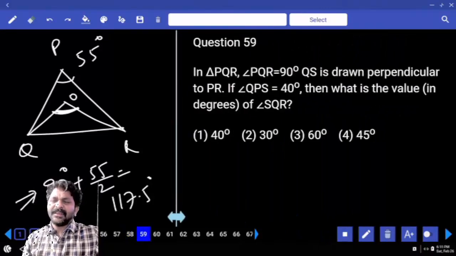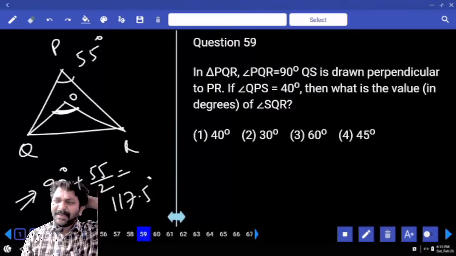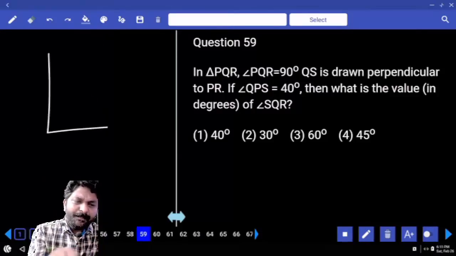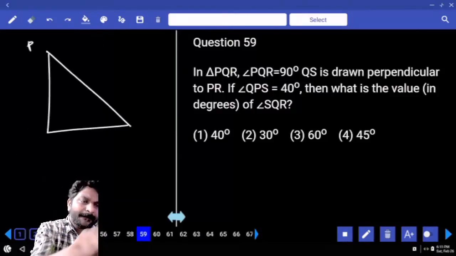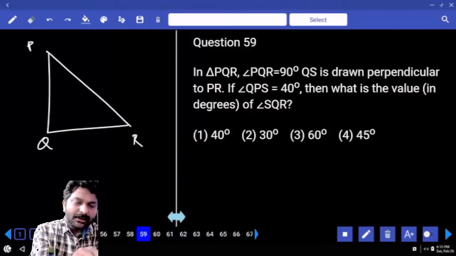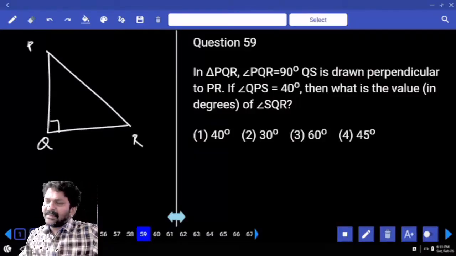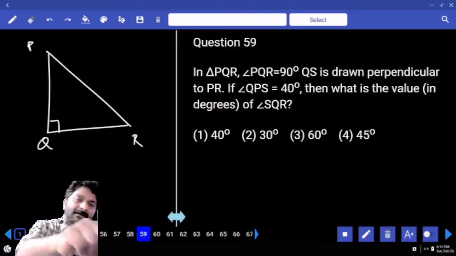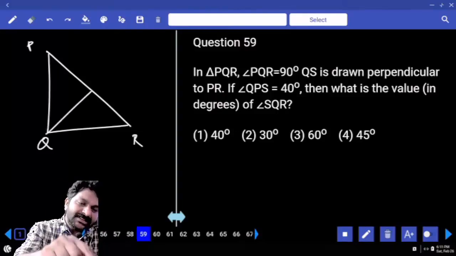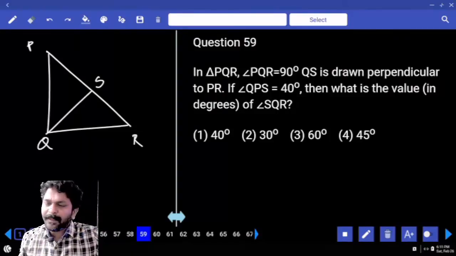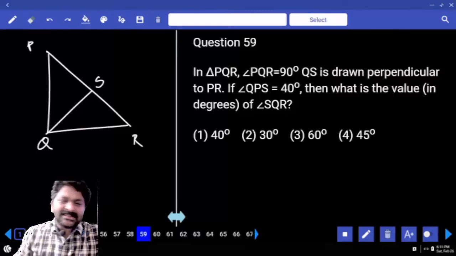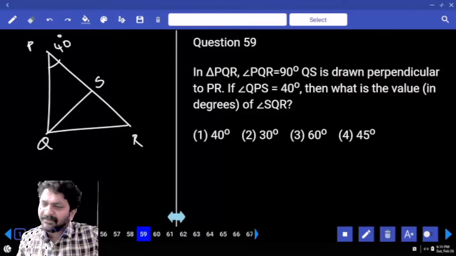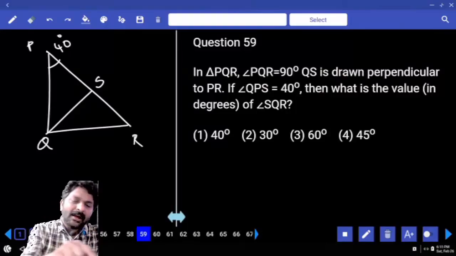Next, 59. In triangle PQR, angle at Q is 90 degrees. QS is drawn perpendicular to PR. Angle QPS is equal to 40 degrees. And we were asked to find the value of SQR, this one.